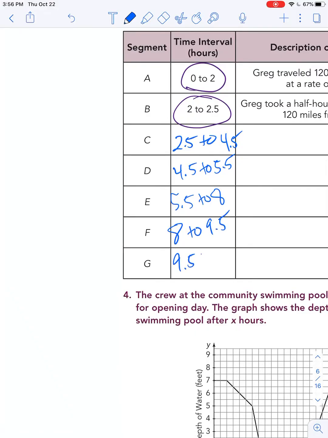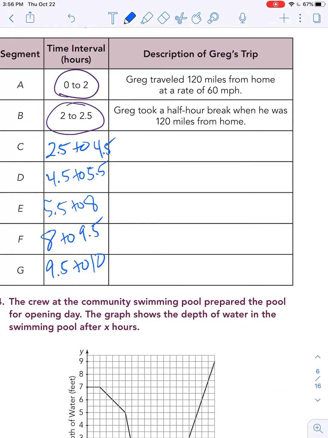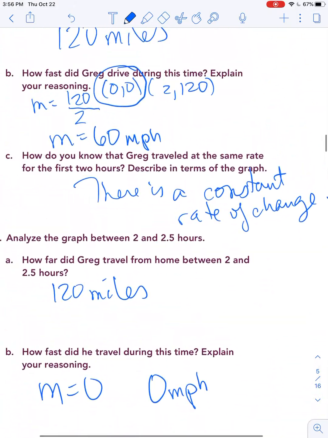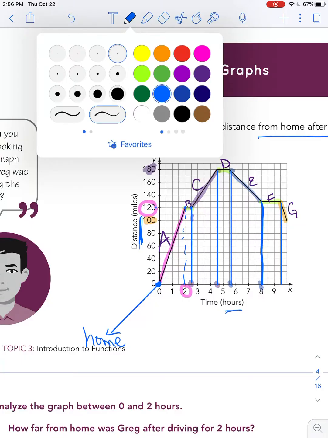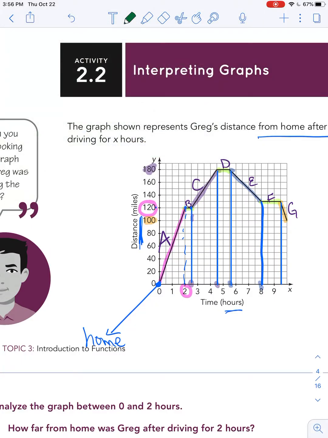And then 9.5 to 10. Okay, so Greg traveled 120 miles from home at a rate of 60 miles per hour. So that means I need to find the slope on each one of these. Okay, so let's come back up here and let's find the slope. I'm not going to go back and forth on this, so hopefully you can see what I'm doing.